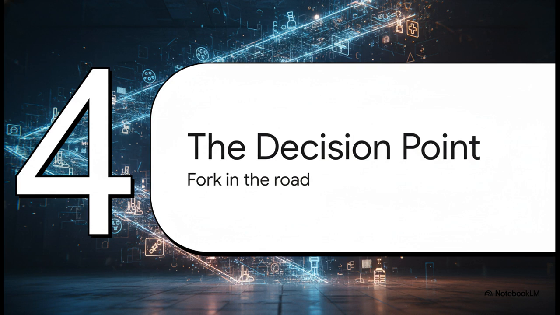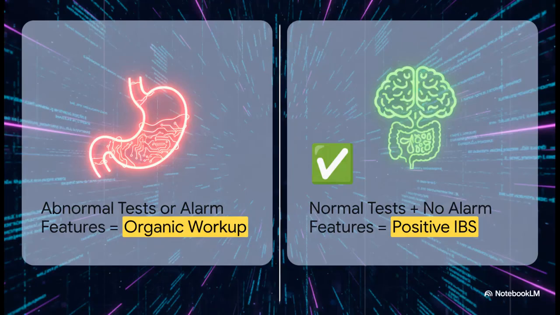With our lab results in hand, we arrive at the ultimate fork in the road, where our evidence dictates the final pathway. Let's visually contrast these two paths. On the left side, if the patient has alarm features or abnormal baseline tests, we are routed straight to a full organic disease workup. But look at the right side.